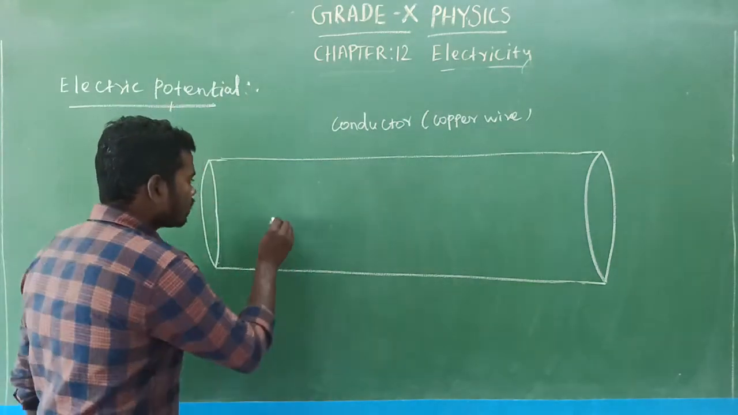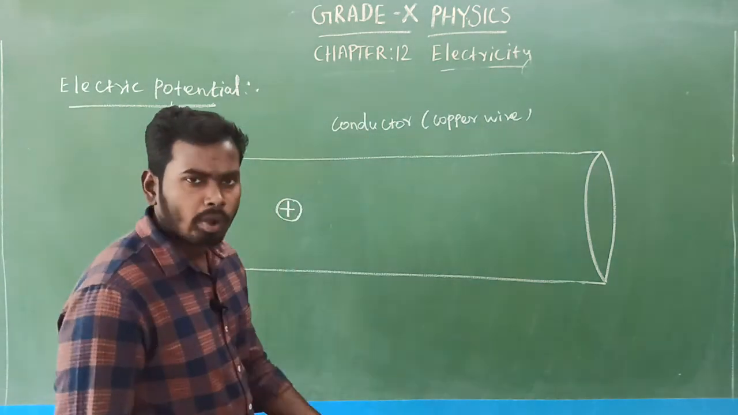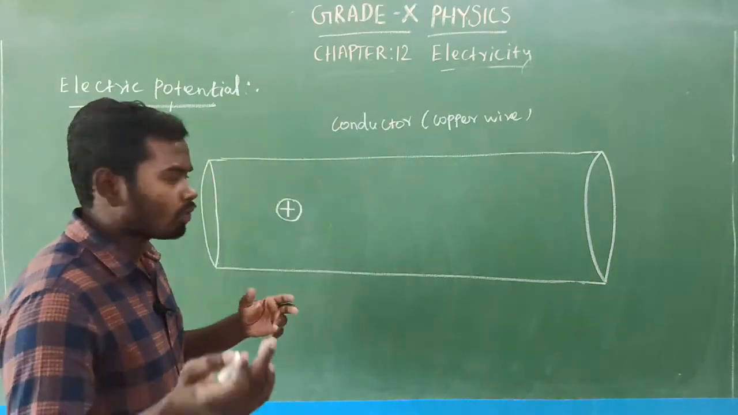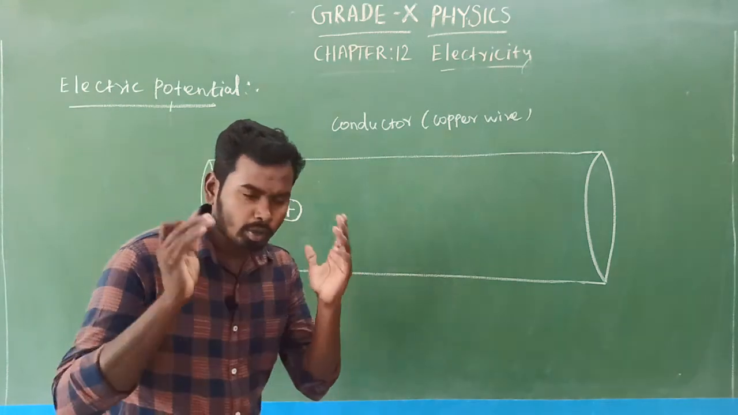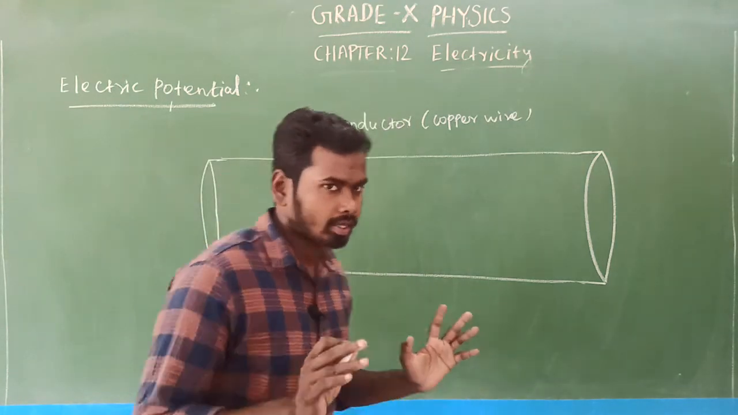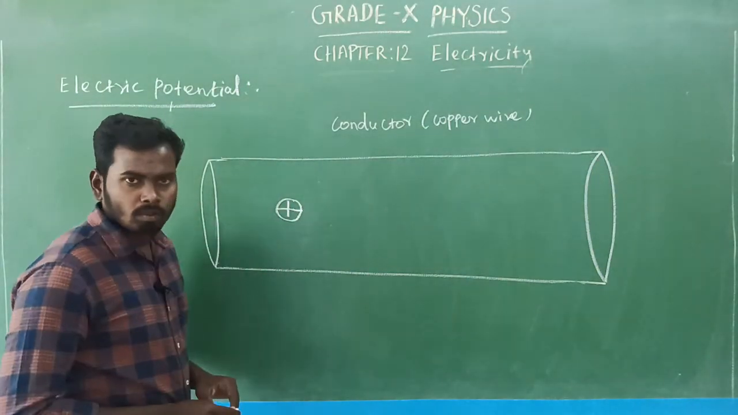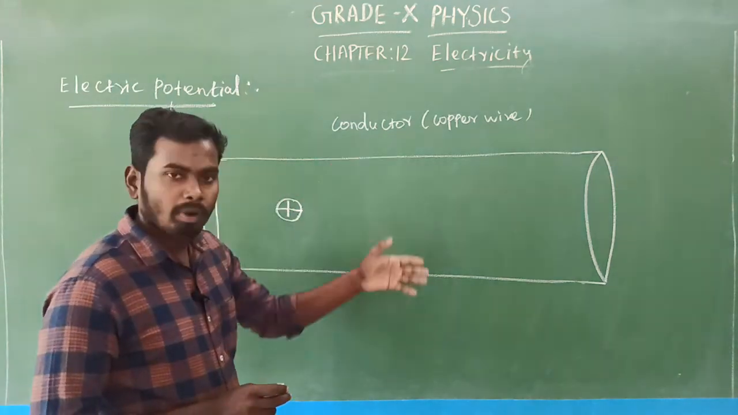You consider a positive charge. You may ask me, sir, why? Because the flow of electrons is called current, then why have you taken the positive charge here? Okay, that is for example. You can take either a positive charge or a negative charge, no problem at all. Consider a positive charge is here. So many charges will be there in the copper wire.